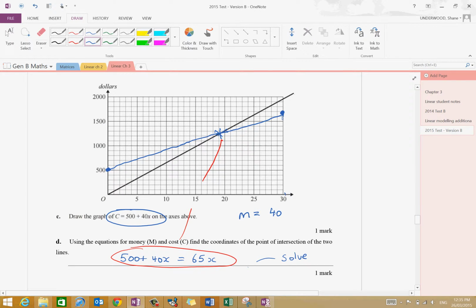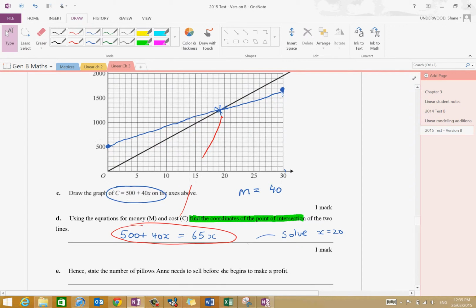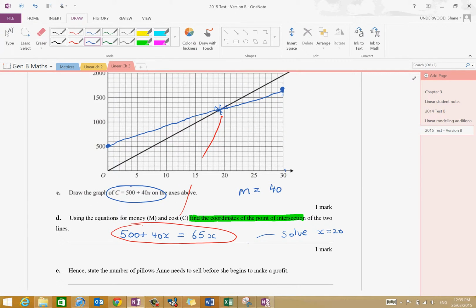We solved that x is equal to 20, but remember the question's asking us for coordinates. If you do not find the coordinates, then you don't have your answer. Now we could therefore say let's just throw x equals 20 into this equation here, because they're both equal, and you do that, 20 times 40 is 800 plus 500 is 1,300. So therefore the coordinates are 20 and 1,300. And that's the only way you could get your 1 mark. We probably could have made that 2.